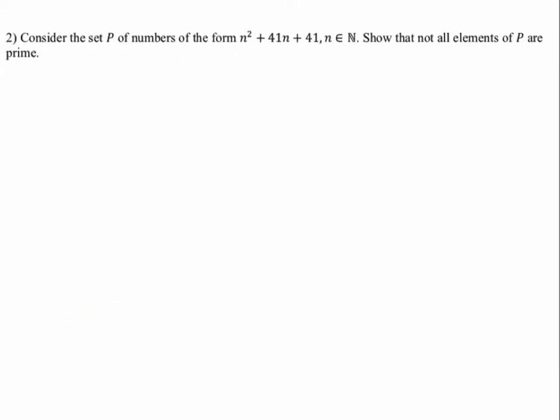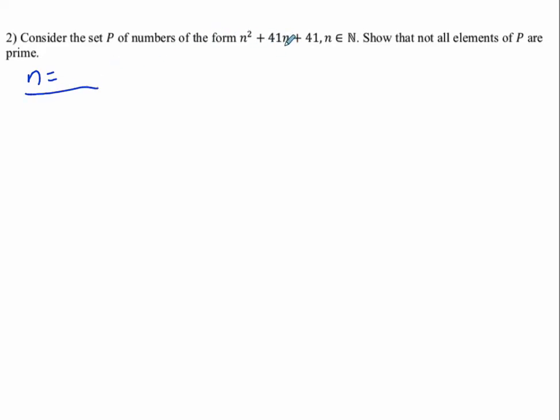Okay, let's look at some other examples. This one, consider the set P of numbers in this form. Show that not all elements are prime. So natural numbers start with 0. You plug 0 in, you get 41. 41 is prime. If you plug in 2, you also get a prime number. You can go through a lot of numbers on your calculator and try to figure out one that's not prime. This gets a little bit difficult because the numbers get pretty big. So you pick a smart choice for n, and it's pretty easy to show.